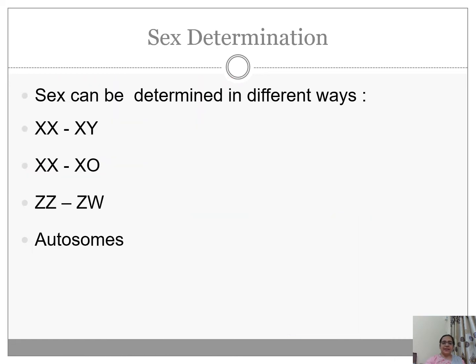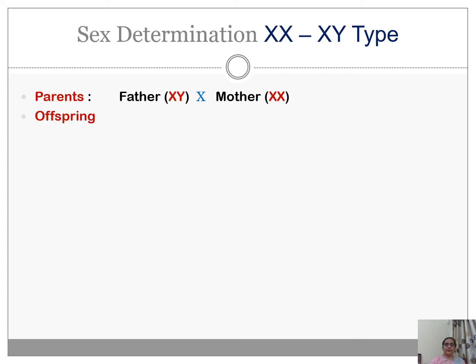Now coming to sex determination. Sex can be determined in various ways like XX and XY combination, XX and XO combination, ZZ and ZW combination, and with the help of autosomes. Now let us study all these one by one. First of all, coming to XX and XY type. In this, father is having the 2 chromosomes X and Y, while mother is having 2 X chromosomes.